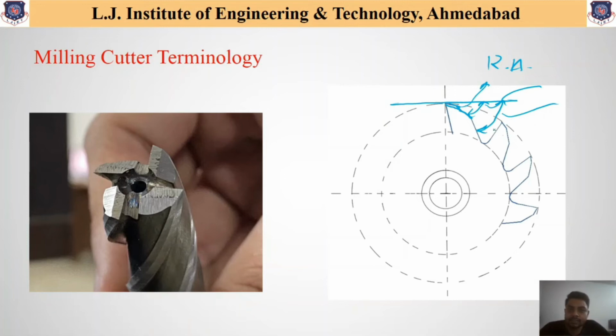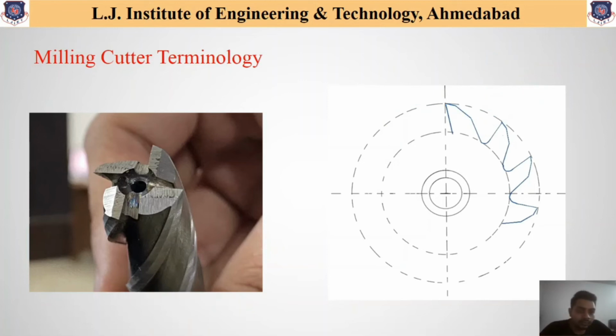The first one is the relief angle, the second is the primary clearance angle, then the secondary clearance angle, and the rake or radial rake angle. This angle helps to remove material, and based on the variation of these angles, different milling cutters are available. So these are the major angles which are important to understand milling cutter terminology.